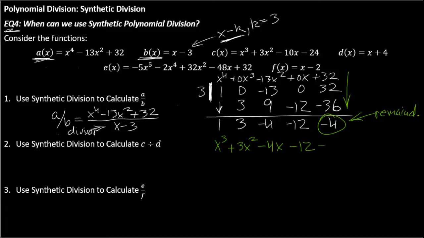Okay, so minus 4 over our divisor, which was x minus 3. So our answer here would simply be that x to the fourth minus 13x squared plus 32, all divided by x minus 3, is equal to x to the third plus 3x squared minus 4x minus 12 minus our remainder, 4 over x minus 3.